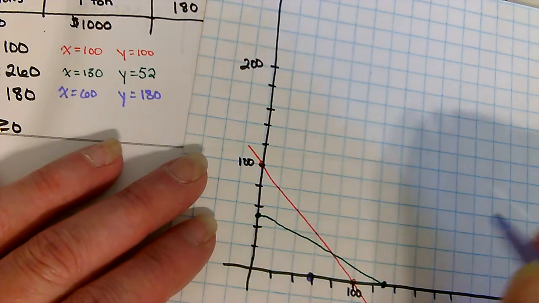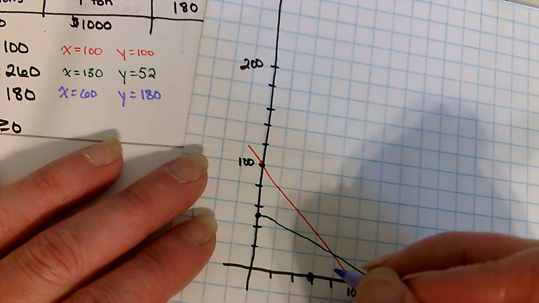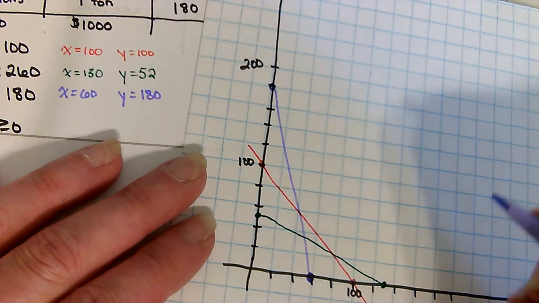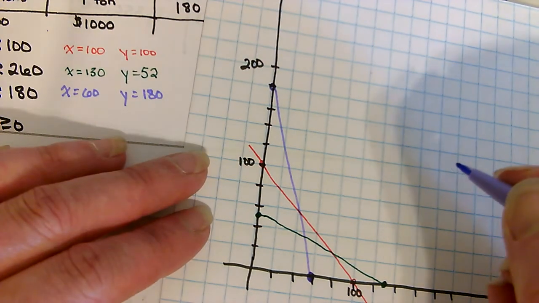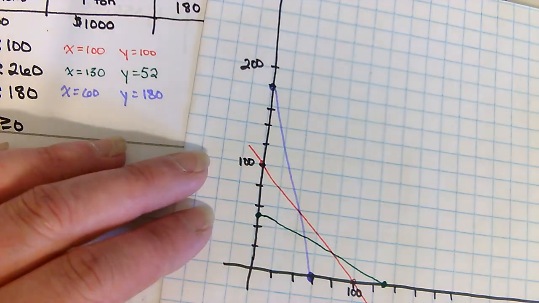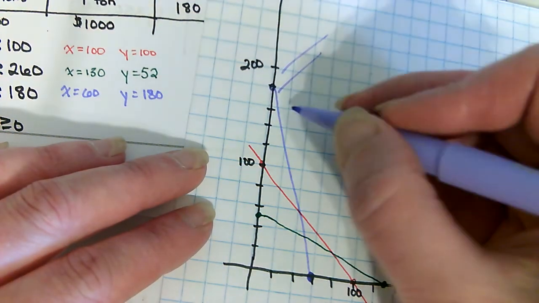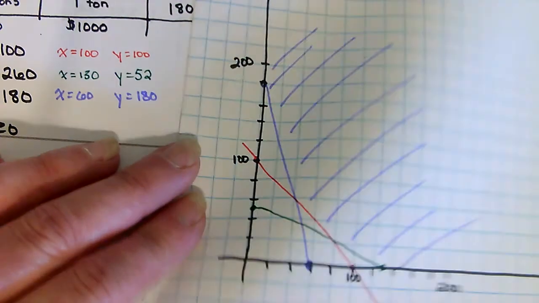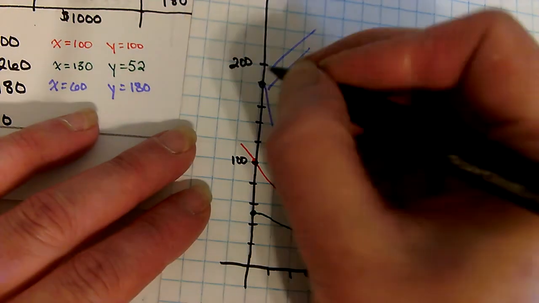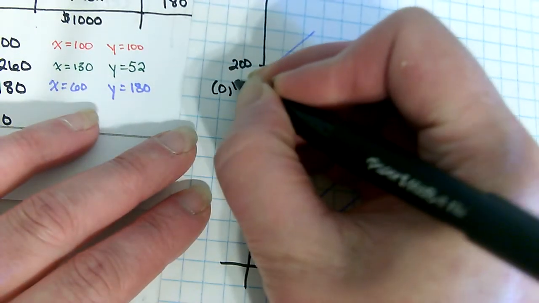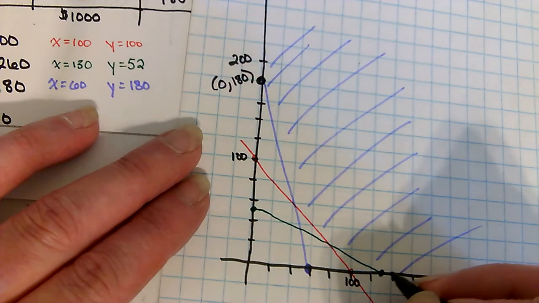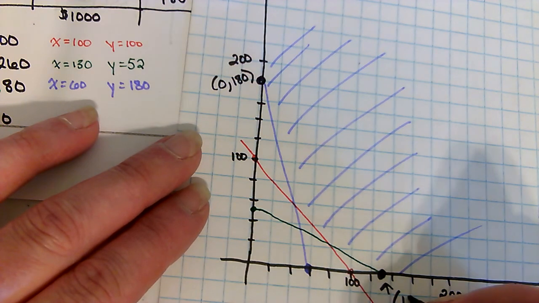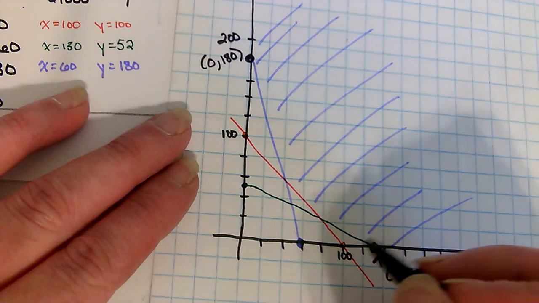The last one, the x is at 60 and the y is at 180. That's up here. So we're going to have to find some crossings because we need to be above all of those lines. In other words, I need to be out here. This meets all the conditions. So this point is at 0, 180. This point down here, that was at what, 130? Right here? That's at 130, 0.